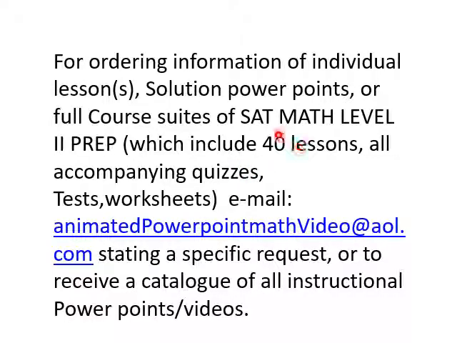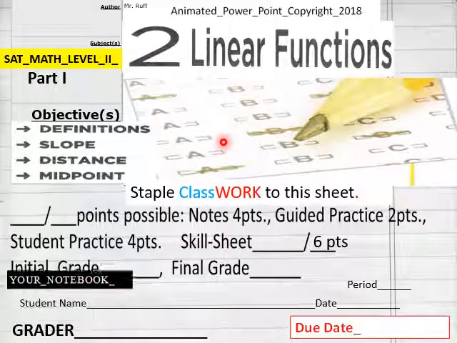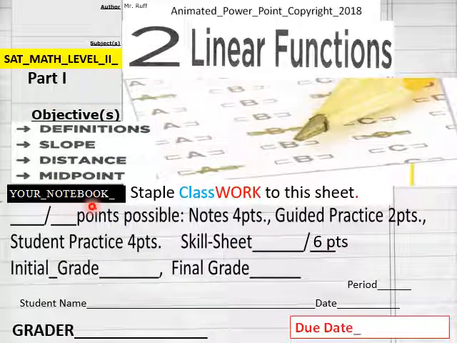Hello everybody, get ready to do SAT Math Level 2 Prep Section 2, which is about linear functions. Today in your notebook we have 0 points, and then 6 points will go into your classwork sheet for this lesson. About linear functions, I'm going to get into definitions, slope, distance, and midpoint.